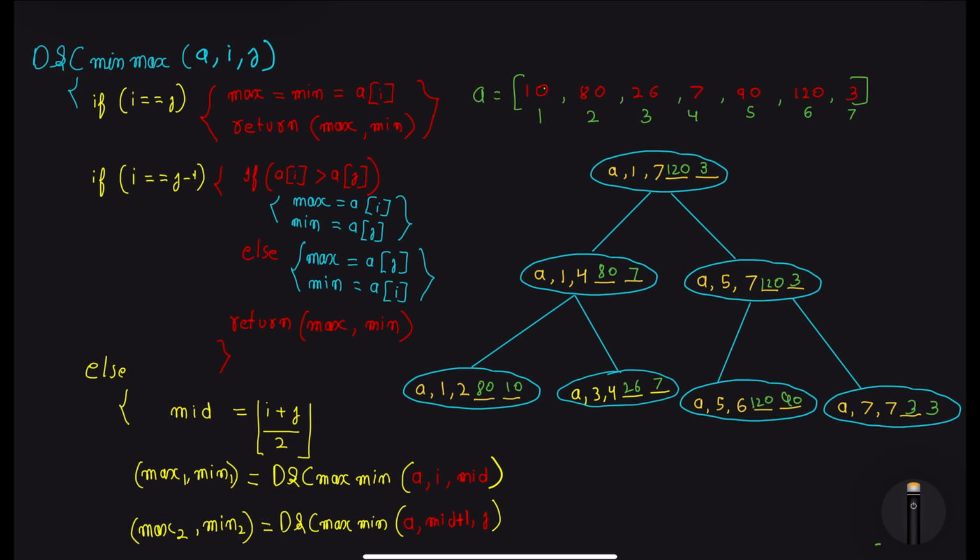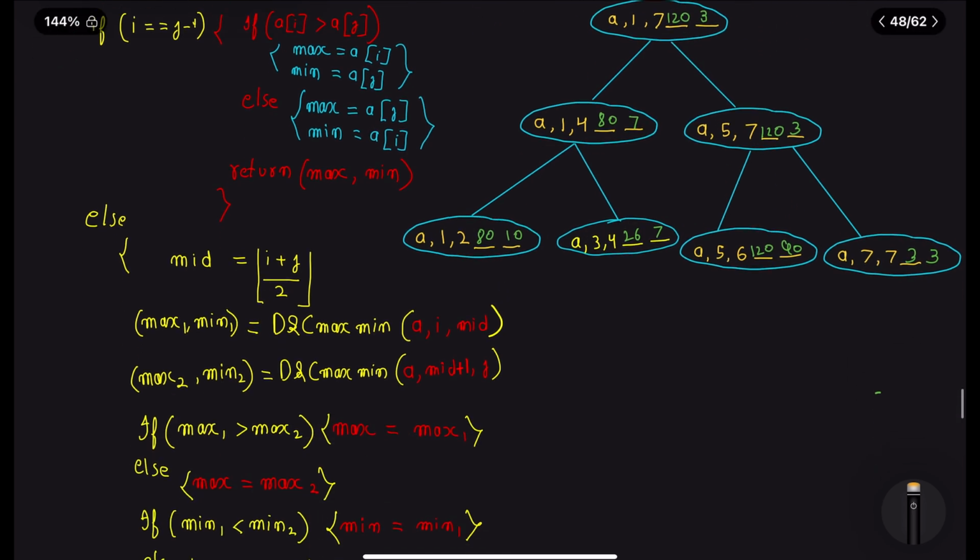Now we will move to the second statement. Here the function will be called recursively for values A77. We will go inside the function, and here the first condition will be satisfied, 7 is equal to 7, and we will get both min and max equal to 3. So now we have both the values, max 1 and min 1, and max 2 and min 2. Now we will compare them and find out the overall maximum for the array from index 5 to 7.